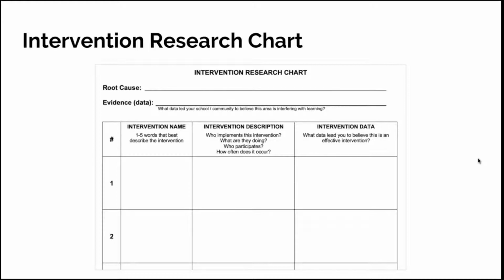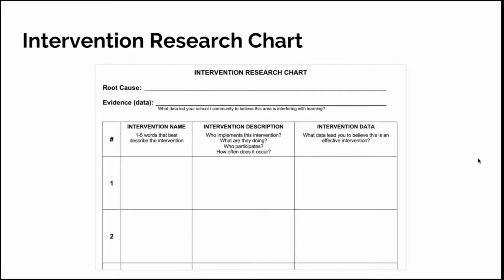So then for each root cause, as you find interventions that might address that, you can put in the intervention name and just something descriptive. We find that it's good to be short and descriptive. Brevity is your friend here, but you also want to make sure that it's not cryptic. So make sure that it's a good descriptive name. And then just a brief intervention description.